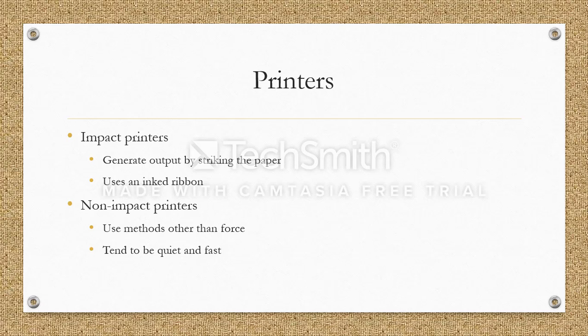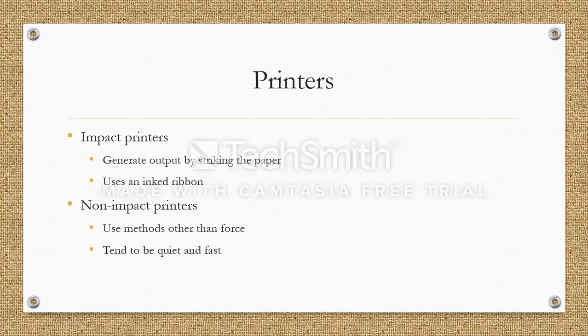The output may be in the form of characters, symbols and graphic information printed on the paper, which is called hard copy. Okay, got it? There are two types of printer: impact printer and non-impact printer. Impact printers produce output on paper by striking a print hammer or wheel against an inked ribbon. What is the main point? Impact printers generate output by striking the paper and use an inked ribbon. Got it? Examples of impact printers are as follows: dot matrix printer, daisy wheel printer, line printer.